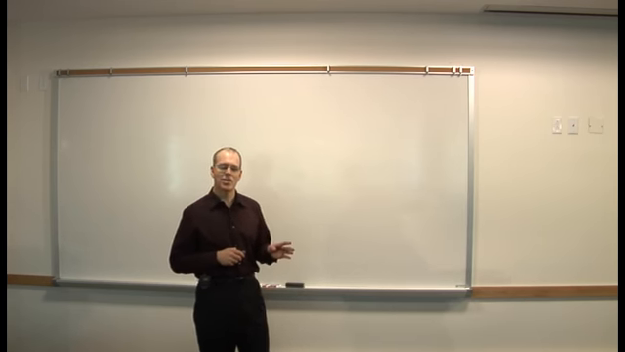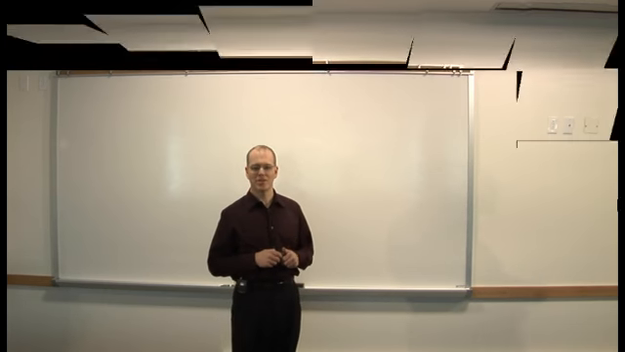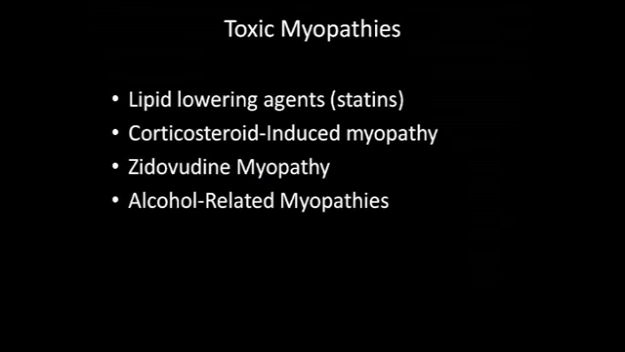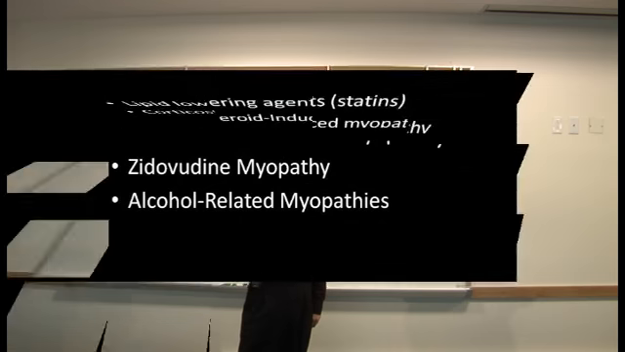And then at the end of this lecture, we'll briefly mention a couple of toxic myopathies. You should be aware that there are a number of medications that can affect the muscle. Probably the most important for you to know is that the statin medications, the lipid-lowering medications, can cause a myopathy. Long-term use of steroids can cause a myopathy. And a common medication used in the treatment of HIV, known as zidovudine, or AZT, can cause a myopathy.